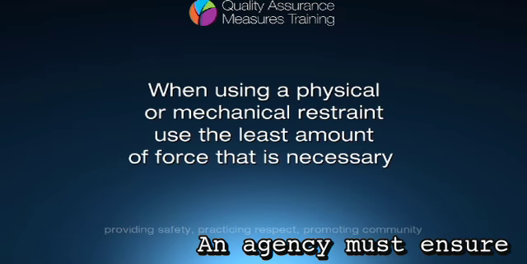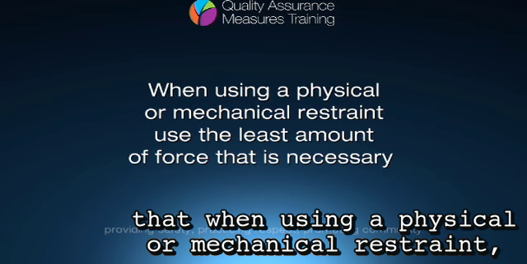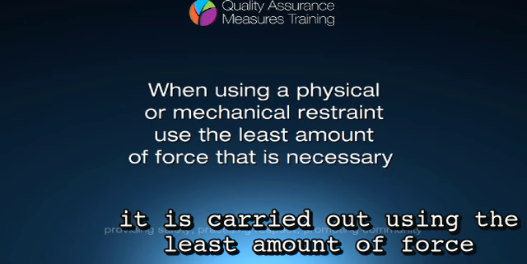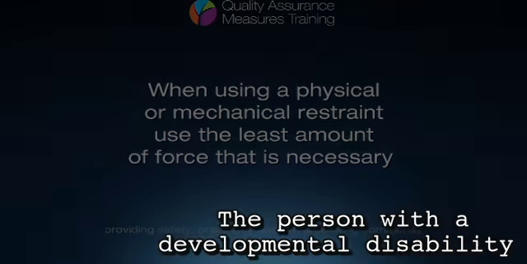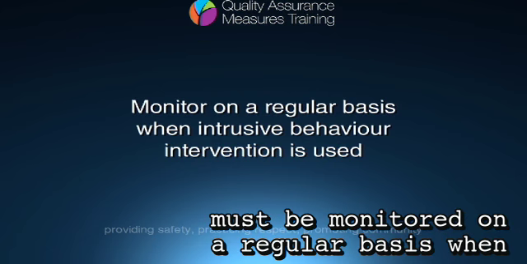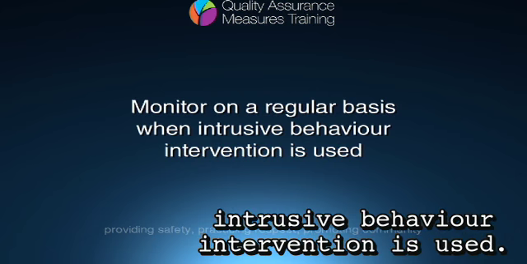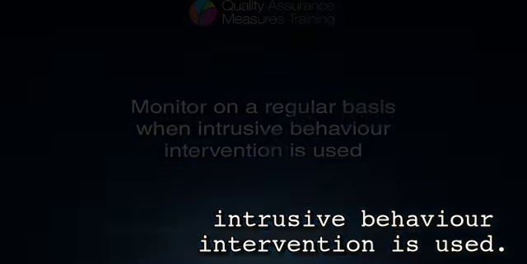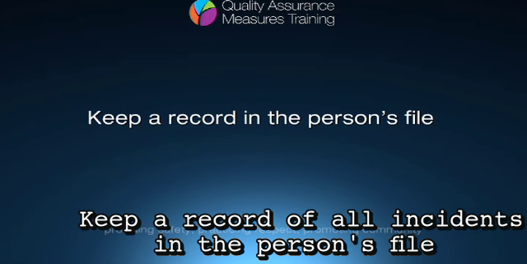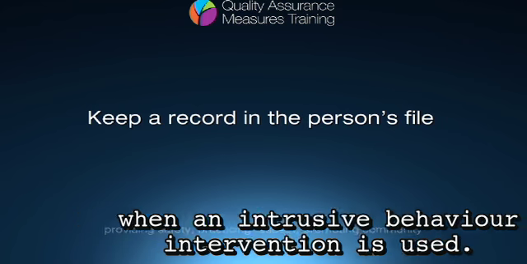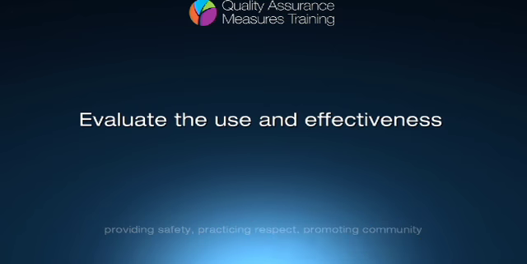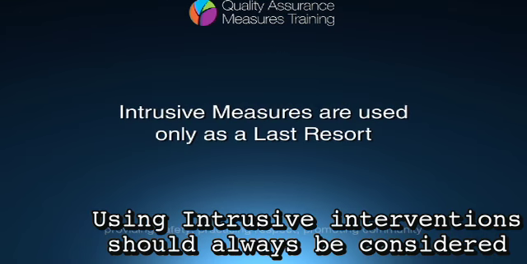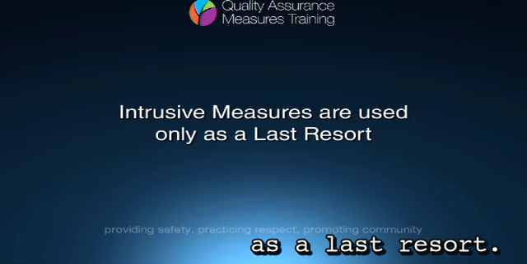An agency must ensure that when using a physical or mechanical restraint, it is carried out using the least amount of force that is necessary to restrict the person's ability to move freely. The person with a developmental disability must be monitored on a regular basis when intrusive behavior intervention is used. The agency must keep a record of all incidents in the person's file when an intrusive behavior intervention is used, and must evaluate the use and effectiveness of the intrusive behavior interventions used on the person. Using intrusive interventions should always be considered as a last resort.